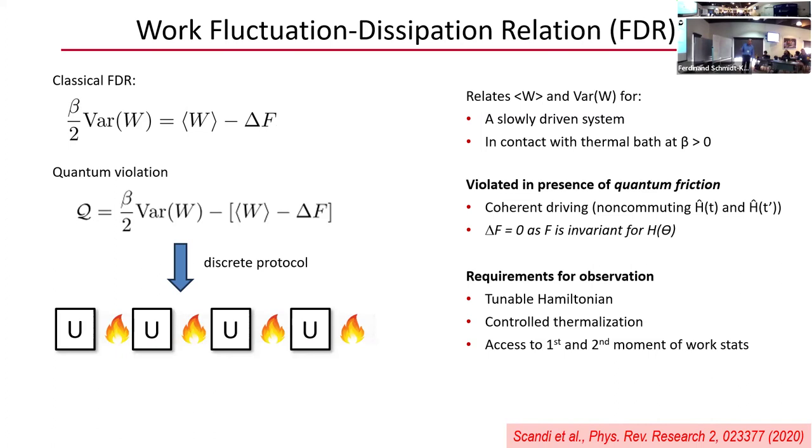So what do we need for our experiments? We need the tunable Hamiltonian, something where we can maintain a spin. We need to control the thermalization. And then it is also pretty challenging to look for the work distribution and really look accurately, because we will chop this into a discrete protocol with very little steps. And then experiment errors occur and so on. And it's not so easy to have access with a high accuracy to these work statistics.